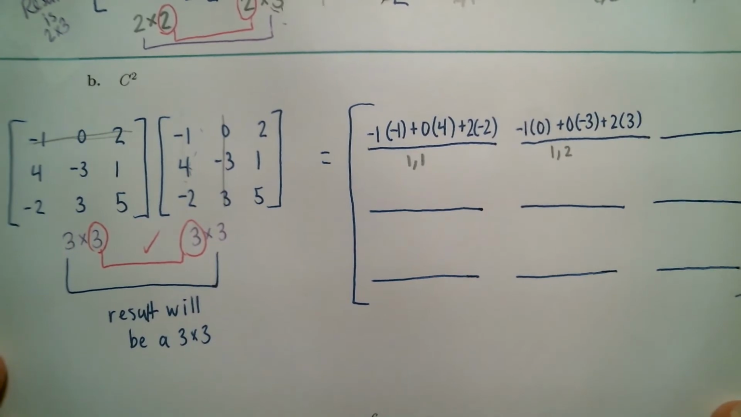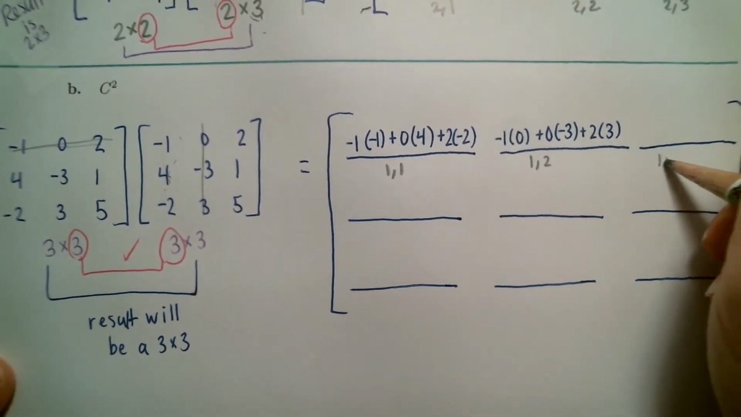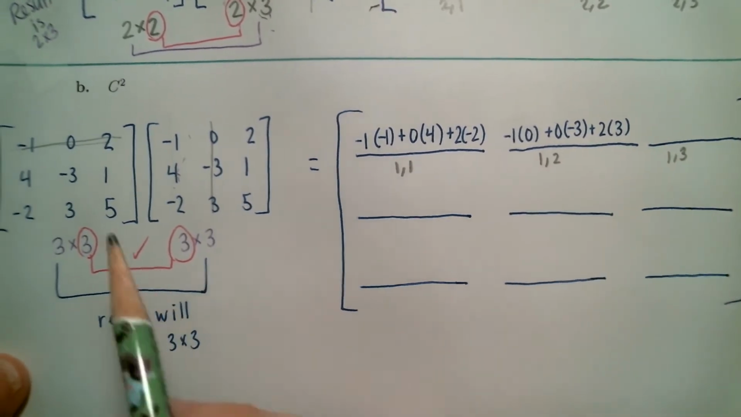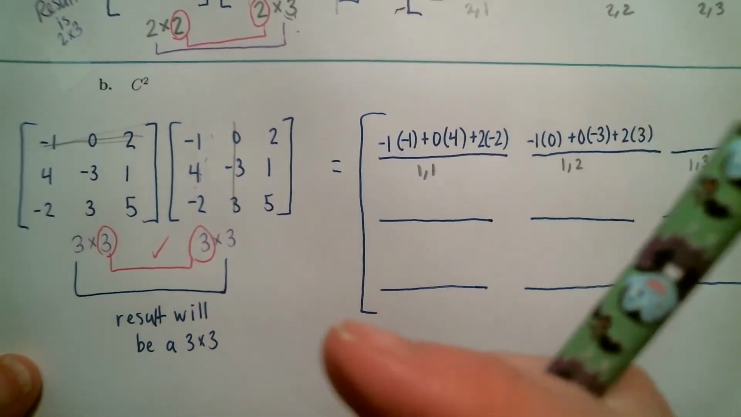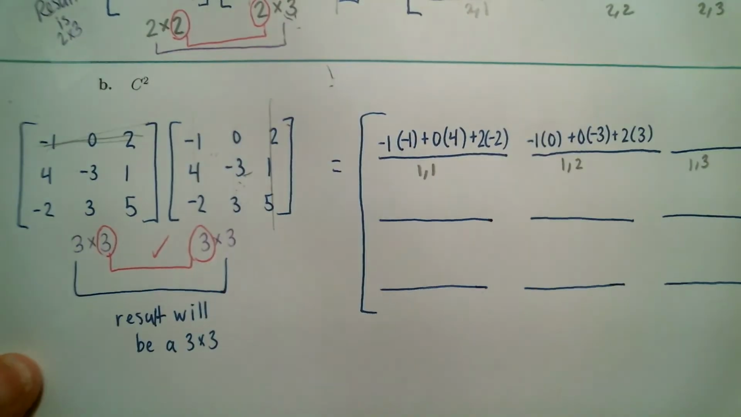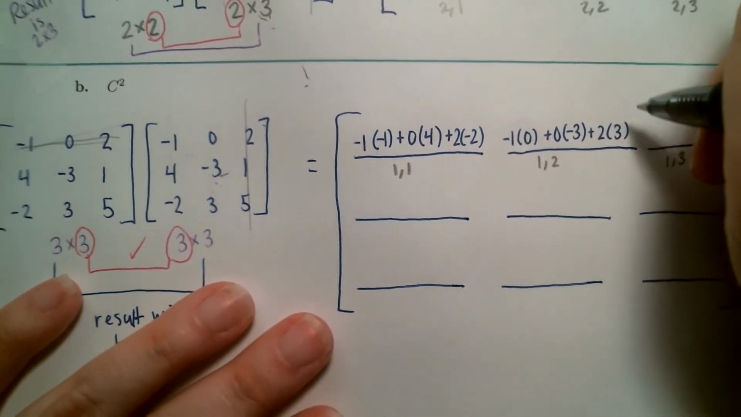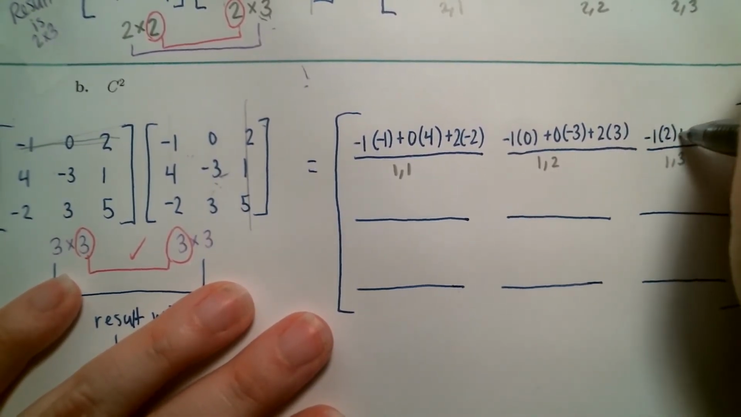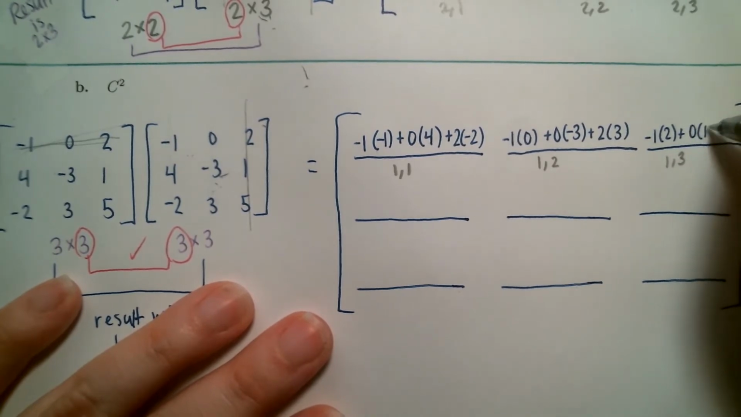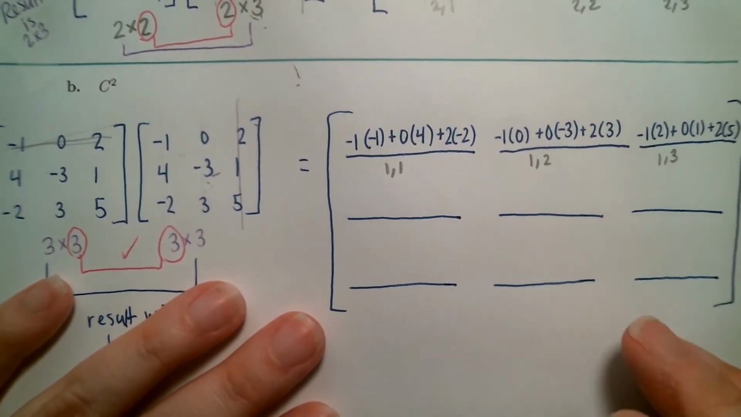Moving on. This is the first row, third column. We're going to do the dot product of the first row and now the third column. So this is -1 times 2 plus 0 times 1 plus 2 times 5. Our first row is done.